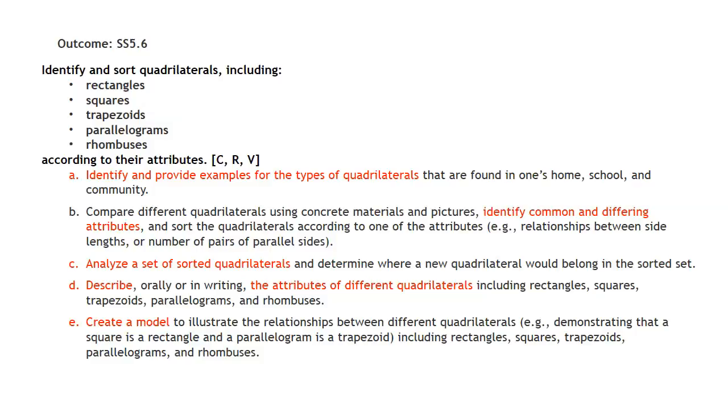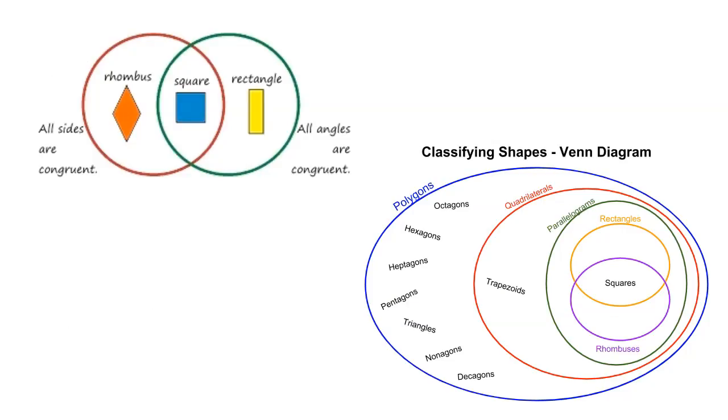So you might tell me what kind of angles they have, if they have parallel sides or perpendicular sides, if they are congruent, if they have congruent angles or congruent sides. And then lastly, create a model to illustrate the relationships between different quadrilaterals. I've got a model on one of the Venn diagrams, so you could use that as one of the diagrams that you draw in your journal. So on to the next slide.